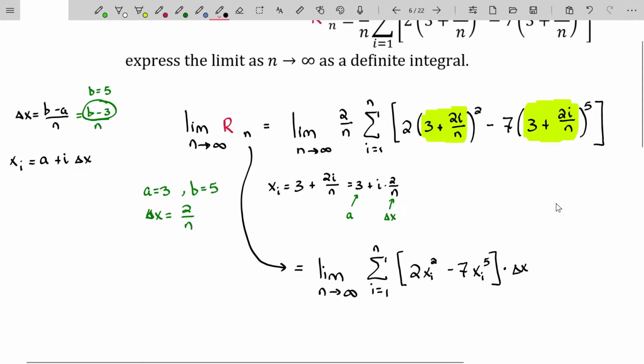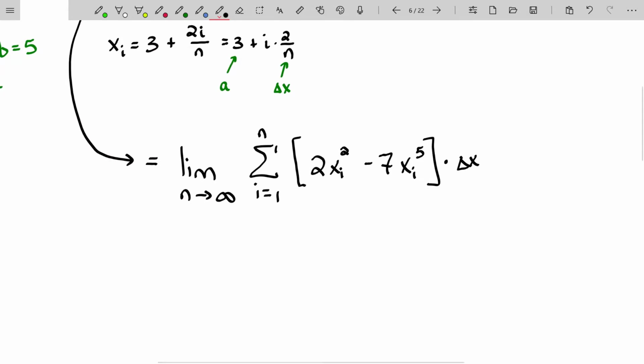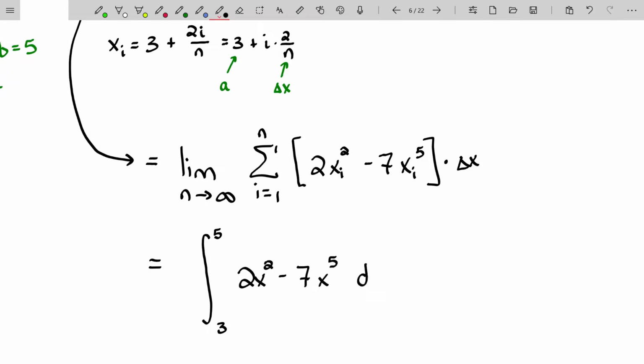So that's what I did with that 2 over n: I grabbed it and moved it on the inside, just parked it right there. But remember, 2 over n is delta x, so that's why I wrote delta x off the back end. And now you can see this gets traded out for, since it's a limit of a Riemann sum, the definite integral starting at a, which we said was 3, ending at b, which we said was 5, of 2x squared minus 7x to the 5th dx.